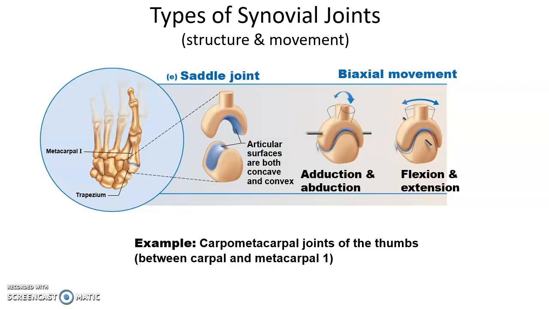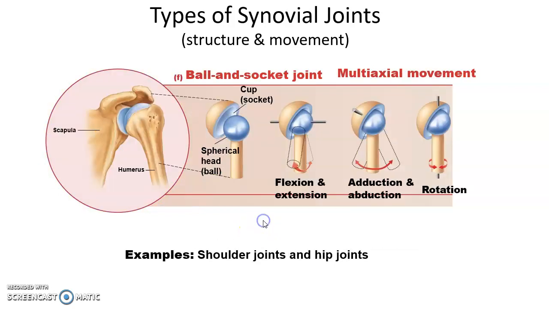The saddle structure is biaxial, allowing for abduction, adduction, flexion, extension. The main example is between the carpals and the metacarpal 1, the carpal right there at the base of the thumb, and that is an important joint for allowing us to grasp things.